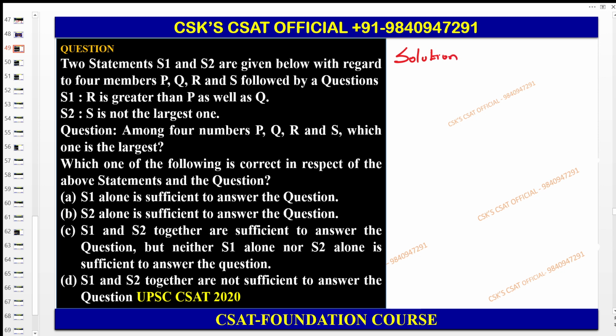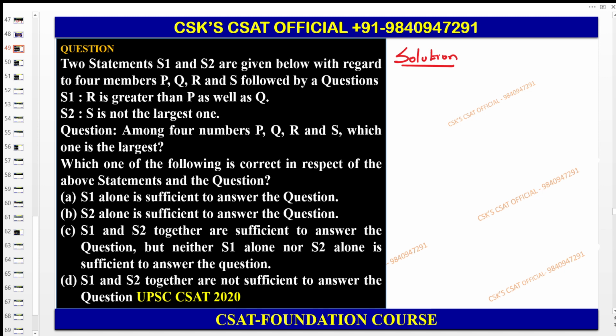Two statements S1 and S2 are given below with regard to four members P, Q, R, or S, followed by a question. So this kind of model, that is statement, question, and then four options: S1, S2, S1 and S2. Number of questions like this have increased from 2020. So the pattern keeps on changing, and you need to try to solve this kind of thing.